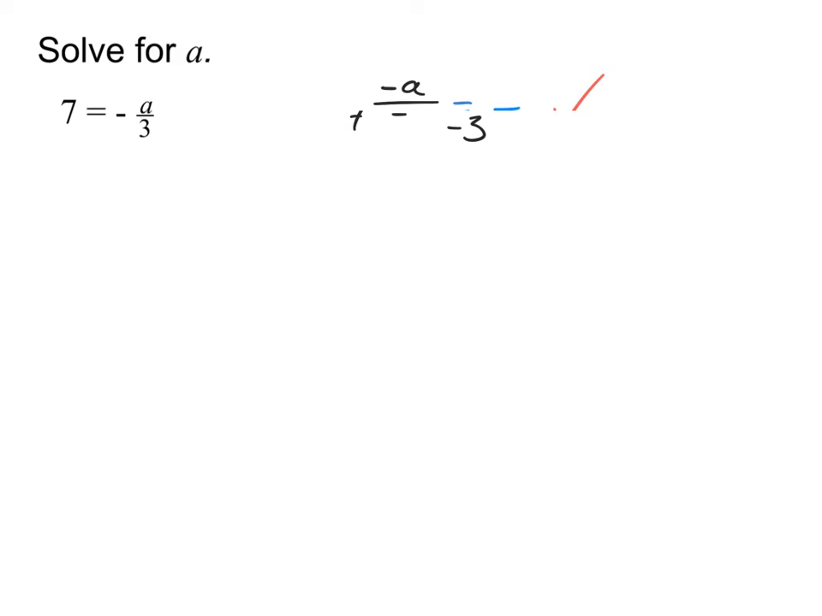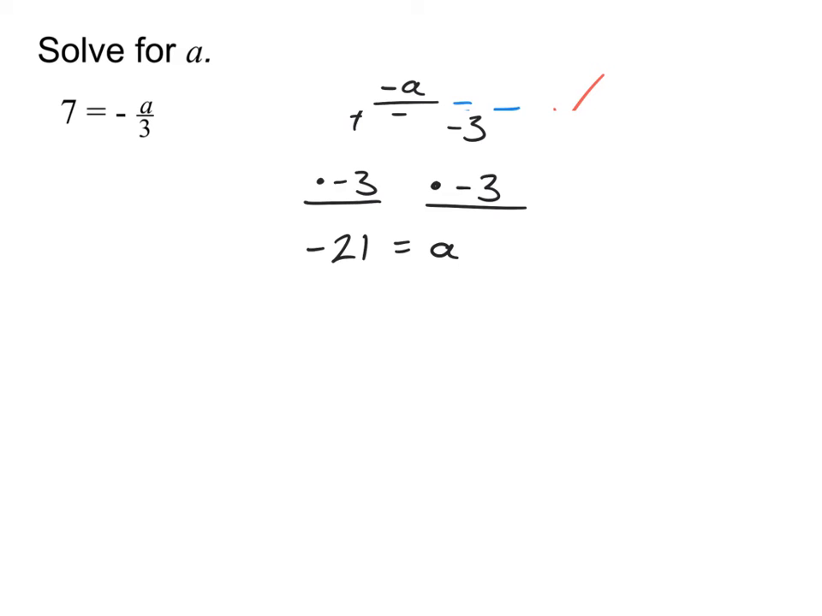Well, I'm undoing division, and therefore I would need to multiply both sides. And I multiply both sides by whatever I'm dividing by. So I'm going to multiply both sides by the negative 3. And so on the left-hand side, when I do that, 7 times negative 3 is negative 21. That will equal a divided by negative 3 times negative 3, and that equals a. Those negative 3's cancel each other out. And so a equals negative 21 is my final answer.